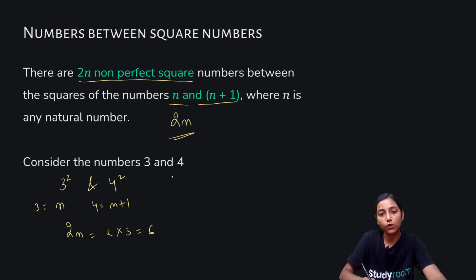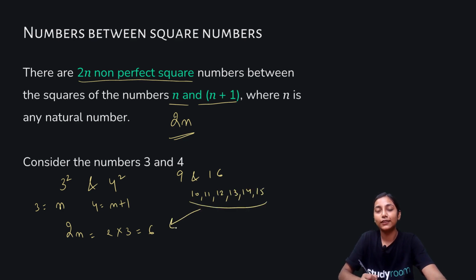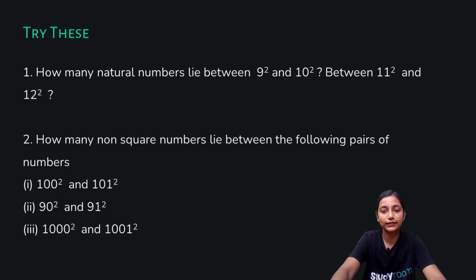You can now check this also. We know that 3 square is 9 and 4 square is 16. So how many numbers lie between these two? There are 10, 11, 12, 13, 14 and 15. Total 6. You have checked it out. There are a total of 6 numbers that lie between the squares of 3 and 4. Just use this formula, 2n.